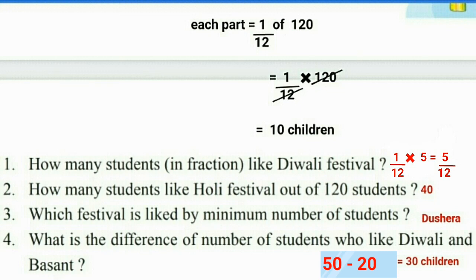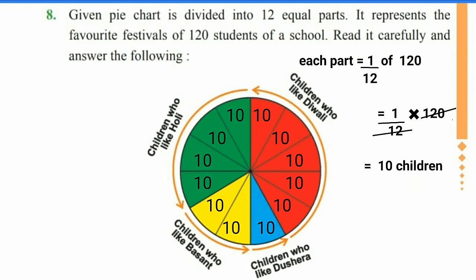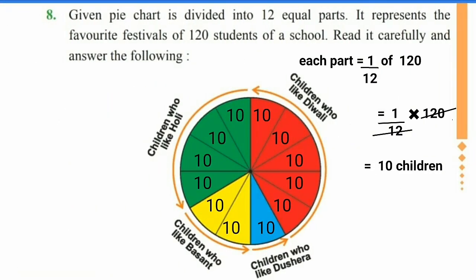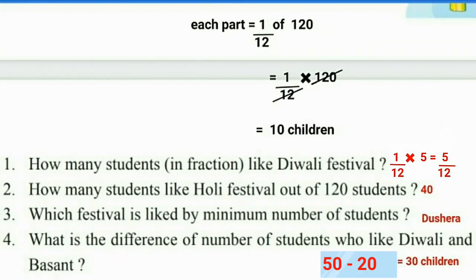Third, which festival is liked by minimum number of students? Minimum means sabse kam. So you can see Dussehra, because only 10 number of students are there. Fourth, what is the difference of number of students who like Diwali and Basant? So you can see Diwali we have 50 students and in Basant we have 20 students. So on subtracting we get 30 children.